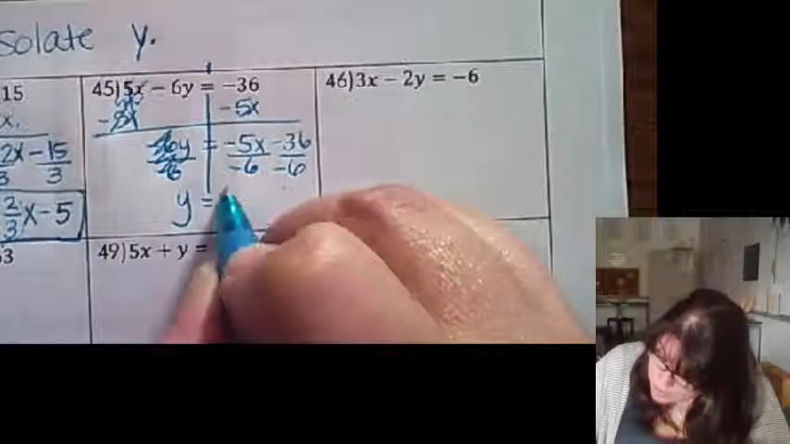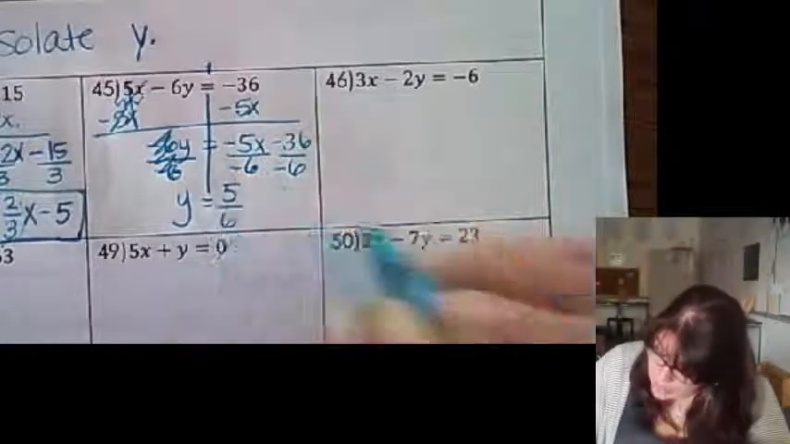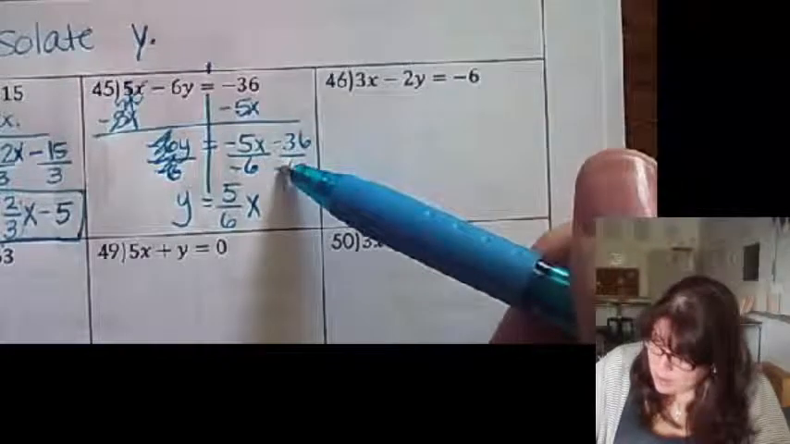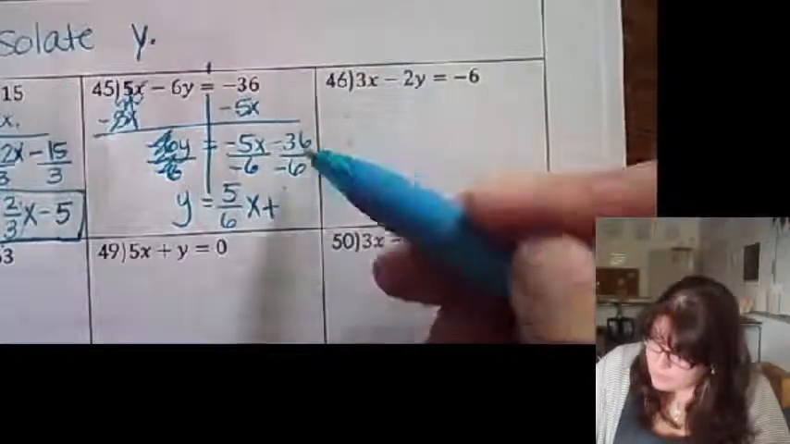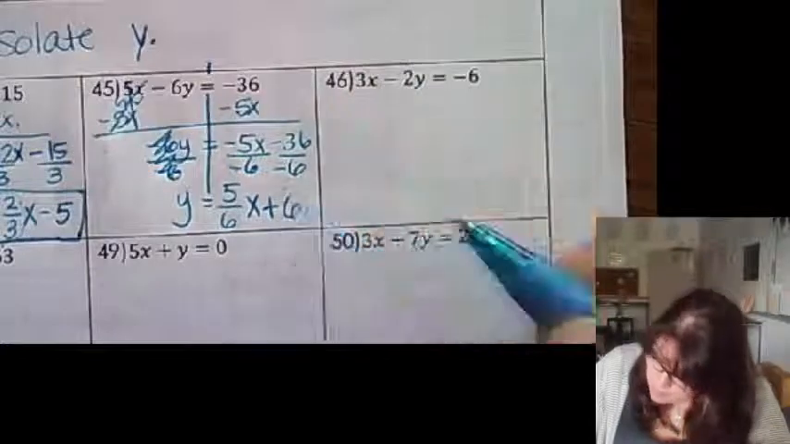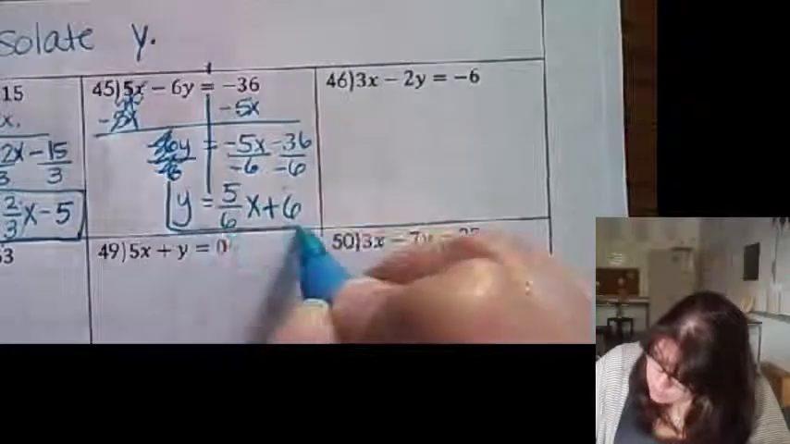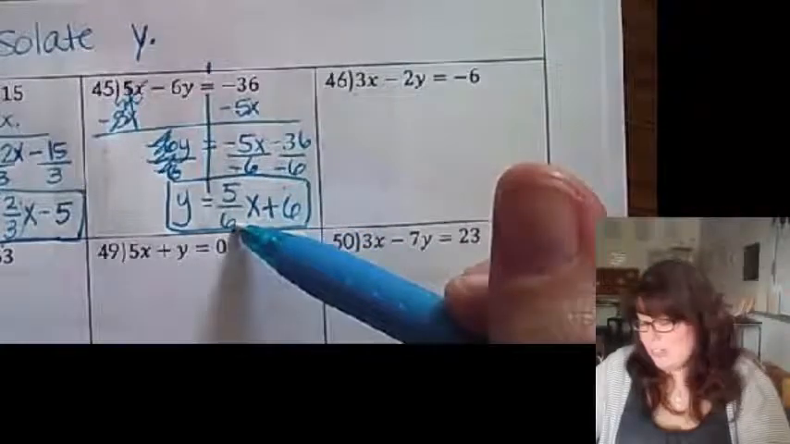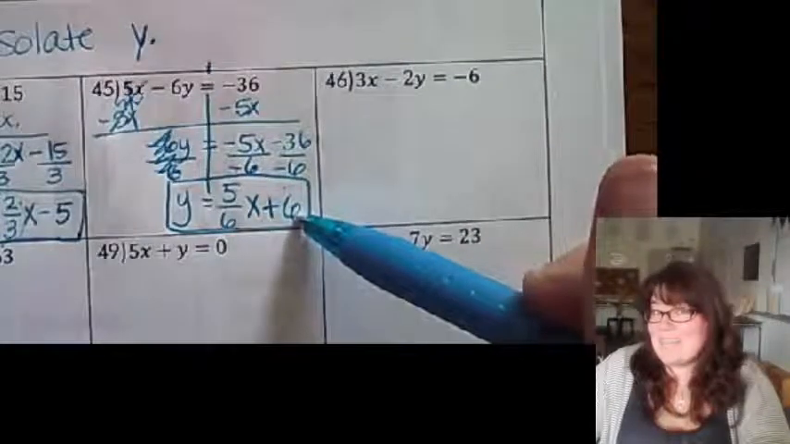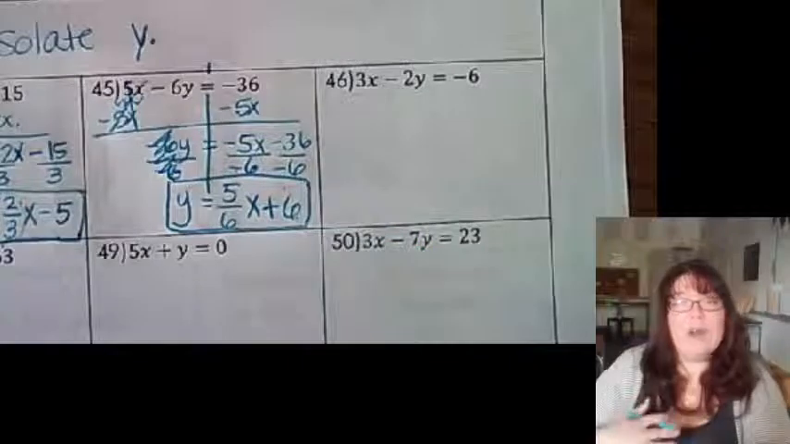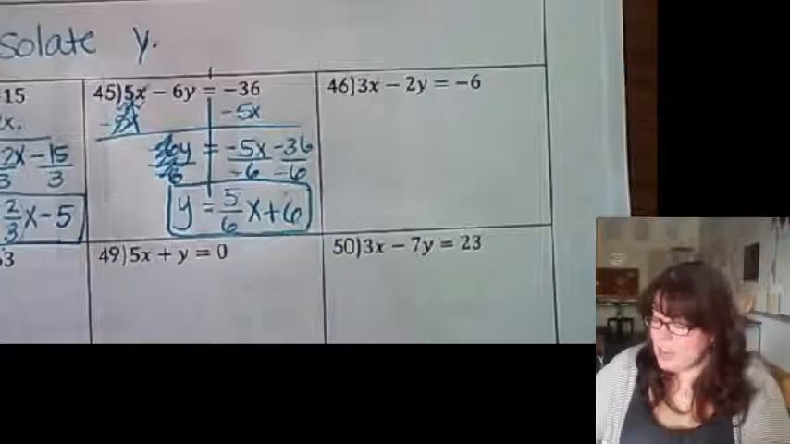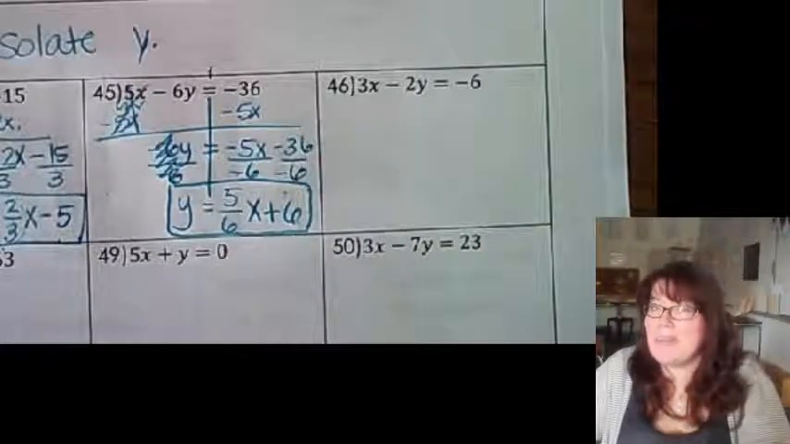Remember, slope is rise over run anyway, so that works out for us. A negative divided by a negative is a positive, and 36 divided by 6 is 6. So here is my final equation, and it has a slope of 5 over 6 and a y-intercept of positive 6. So you've converted from standard form to slope-intercept form. Why don't you try one more? Try number 46 on your own, and come on back when you think you've got it.